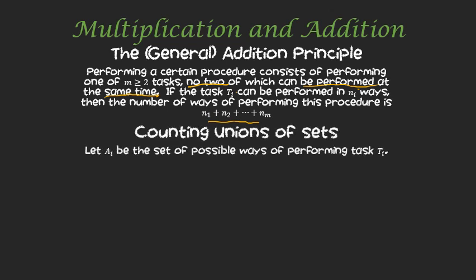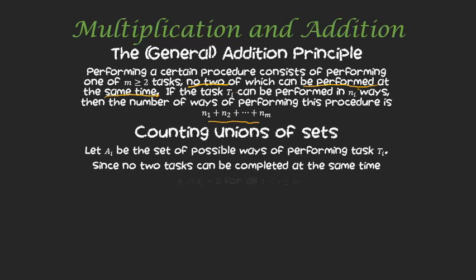What do I mean by that? Well, for each task T sub i, let A sub i be the set of ways of performing the task. Like, list them out and put them in a set. And since no two tasks can be completed at the same time, when I do this for each T sub i, I'll have my A sub i's that correspond with each task. Since no two can be completed at the same time, that means that each pair of sets is disjoint.